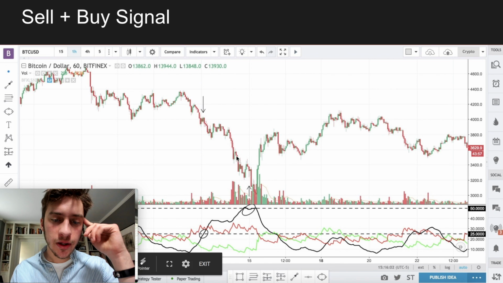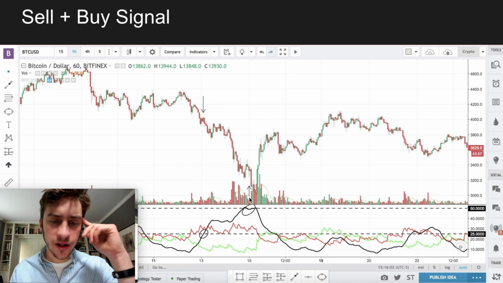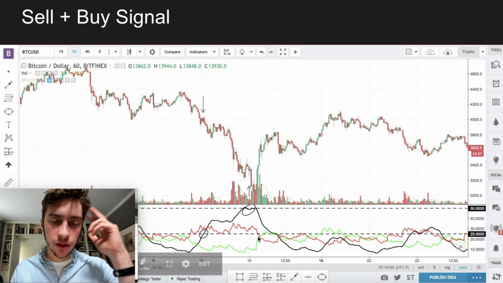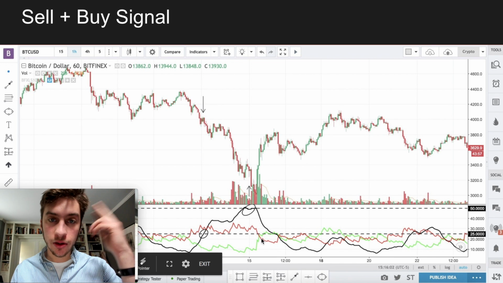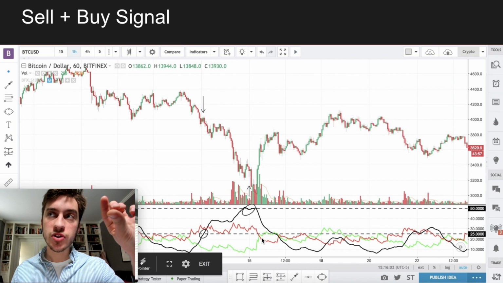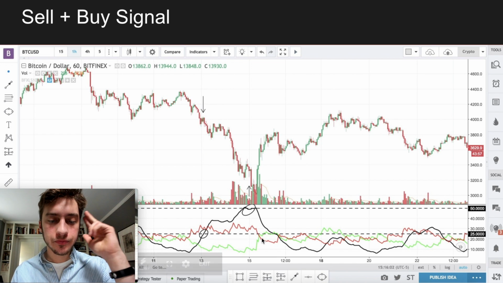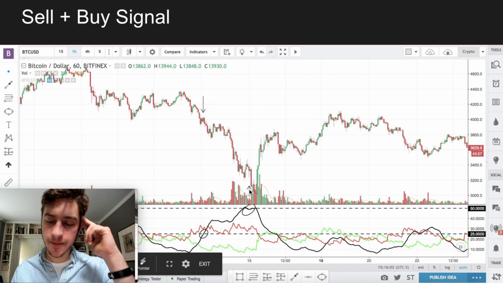If we had shorted here, we actually would have had a really nice profit because the ADX does reach 50 and then goes back down. And when the ADX reaches 50, we could have gotten out of our short around 3,200 from around 4K. Or, again, we could also get out when the red DI crosses under the green DI, which shows that the trend strength is changing. And that would have been right here. So this would have been a very good selling area.